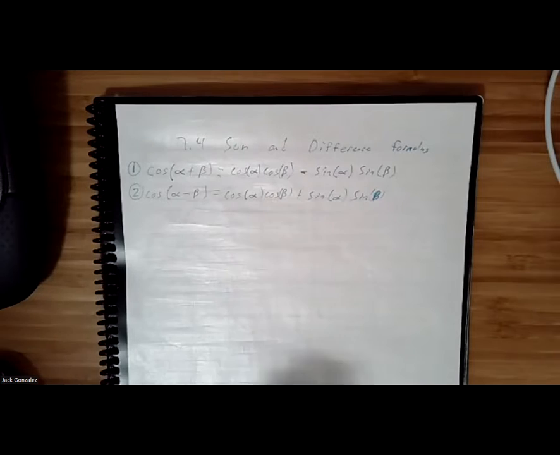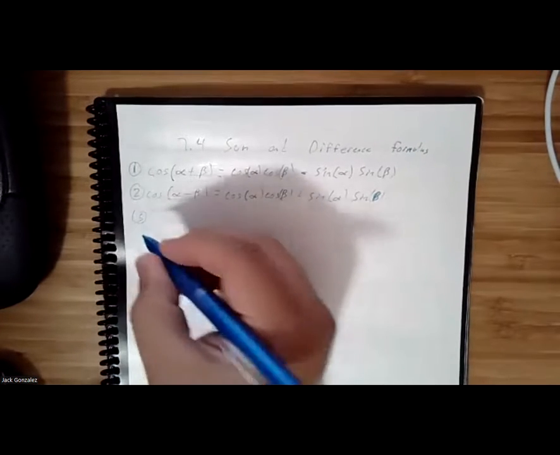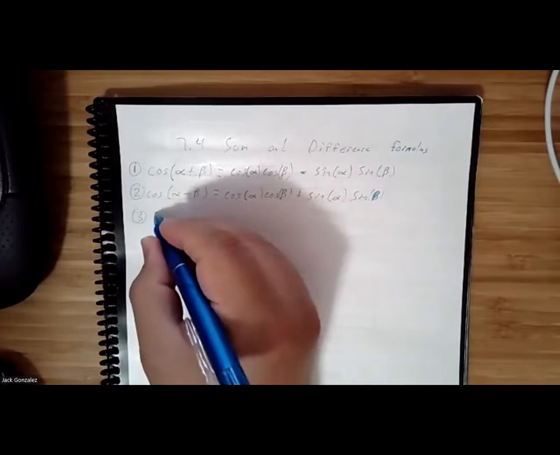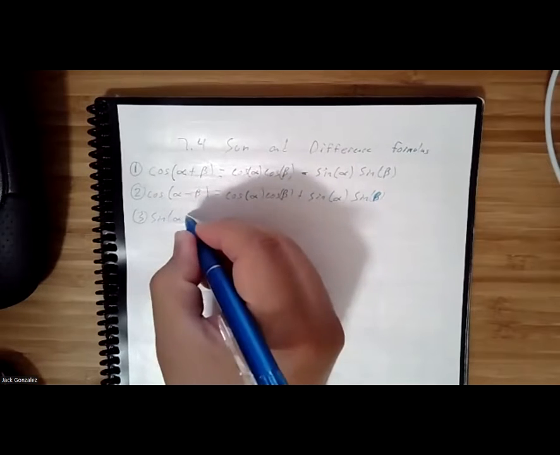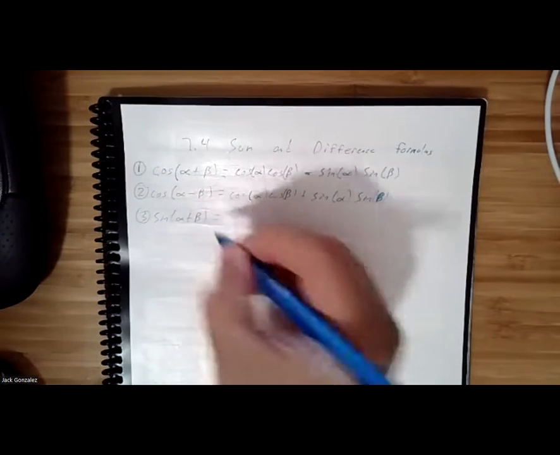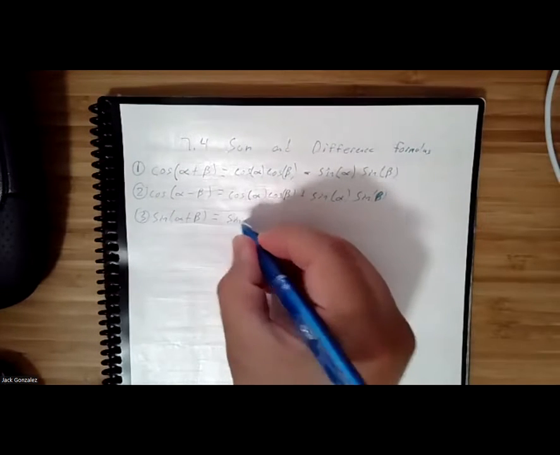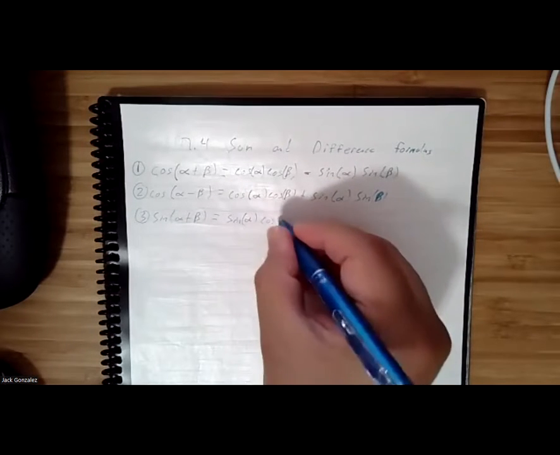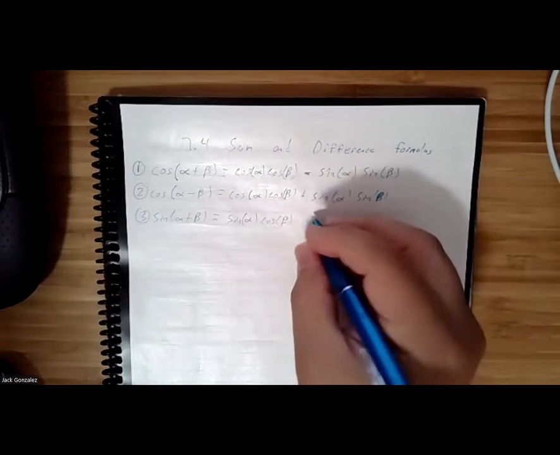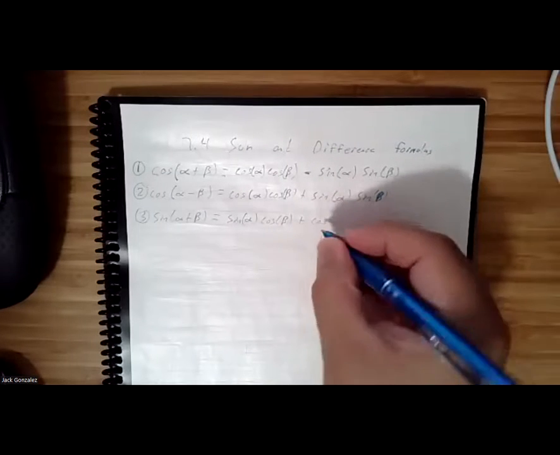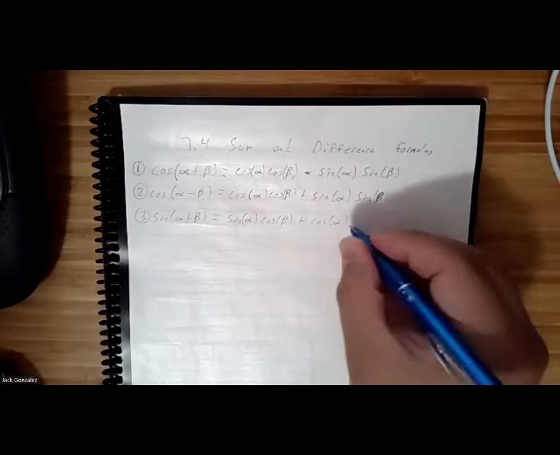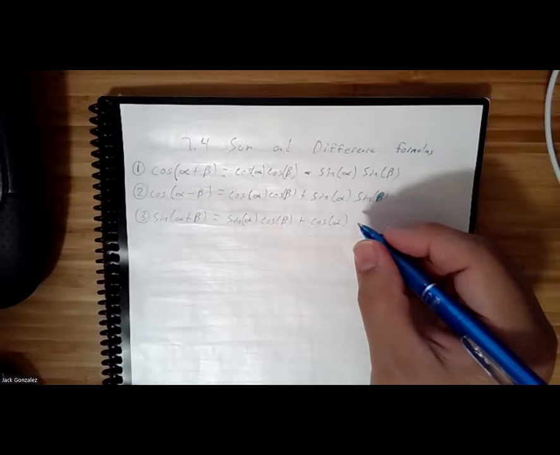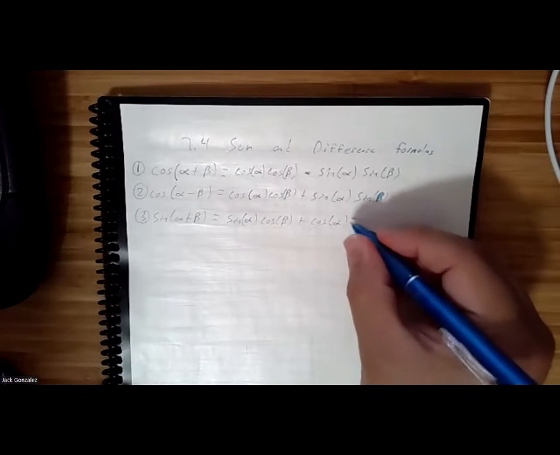Okay. Number 3. Now this is sine of alpha plus beta. That's going to be, let's see here, sine alpha cosine beta plus cosine alpha sine beta.